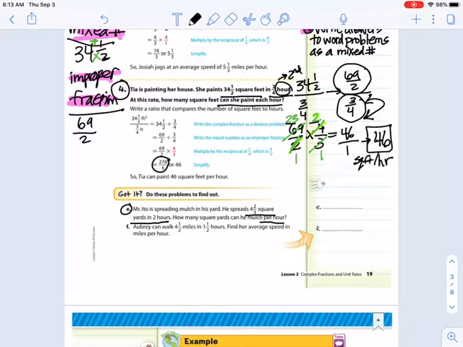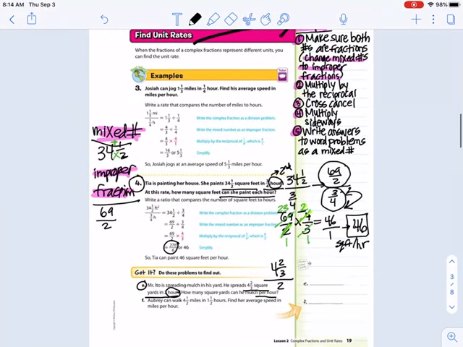So how much per hour? So again, this is unit rate, because we want to know how much for 1 hour. And to find unit rate, we're going to divide. And hours is a unit of time, so we always are going to do that second. So this is going to look like 4 2/3 divided by 2.